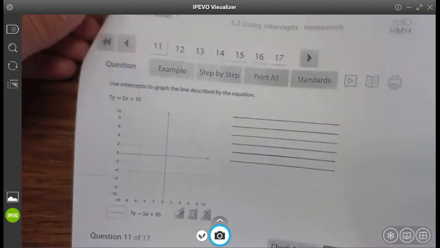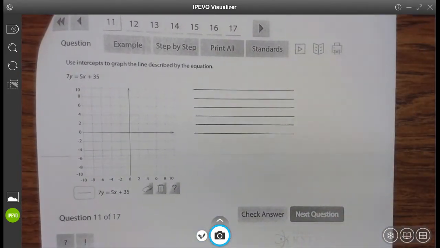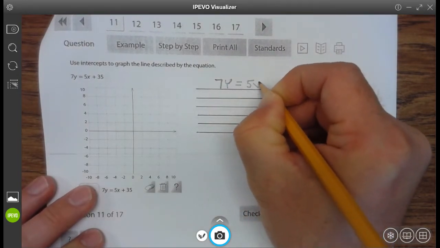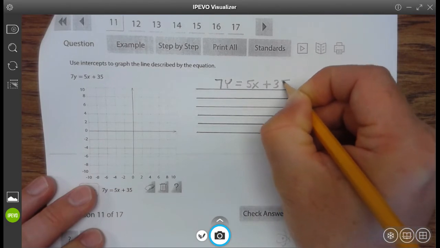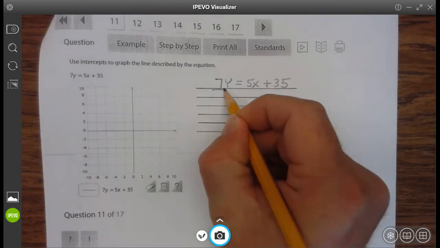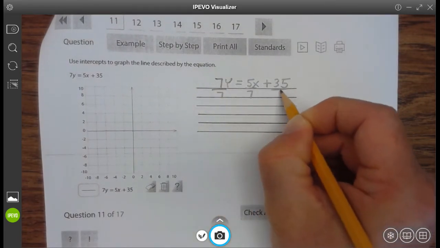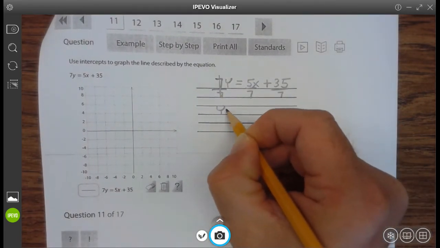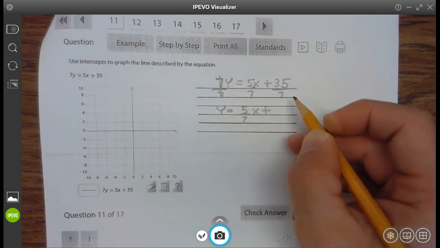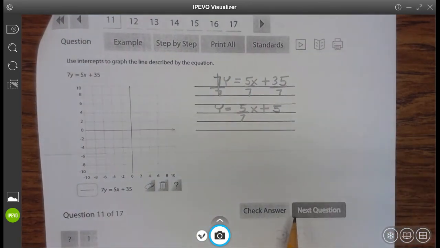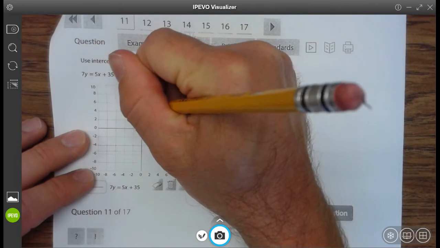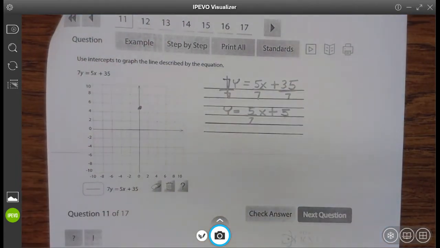All right, example 11. Now, to graph this, we need to again solve for y. So we have 7y equals 5x plus 35. We're going to divide everything by 7. 7 divided by 7 is 1, so you get y equals 5/7 x plus 35 divided by 7, which is 5. Now, the 5 is our y-intercept, so I'm going to start a point at 0, 5. That's between 4 and 6.